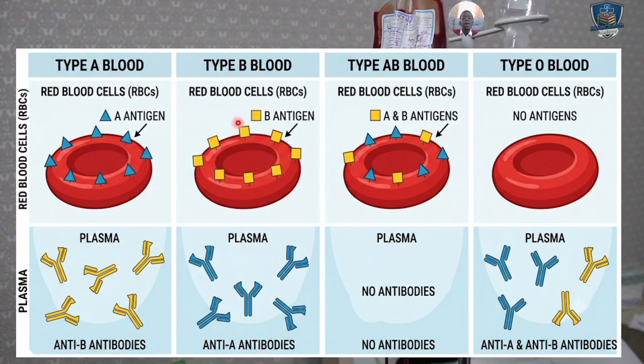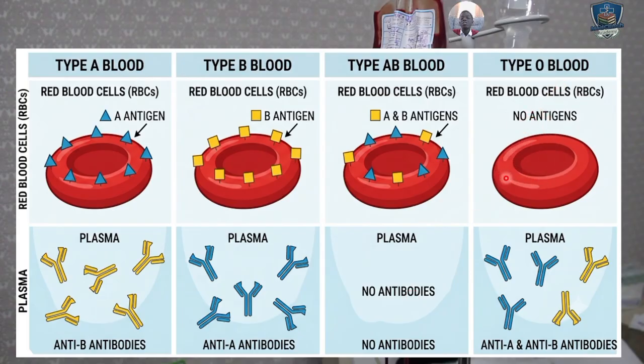Now, when you go to type B, you can see the square shape. This square represents the B antigen. So blood type B contains the B antigen on the red blood cell surface, whereas the plasma has antibodies against antigen A, called anti-A antibodies. Blood type AB has both the A antigen, represented by the triangular shape, and the B antigen, represented by the square shape. So blood type AB contains both antigen A and antigen B, whereas if you look at the plasma, there are no antibodies.